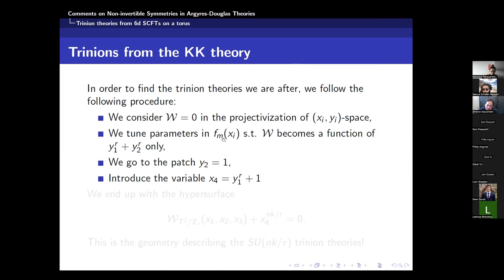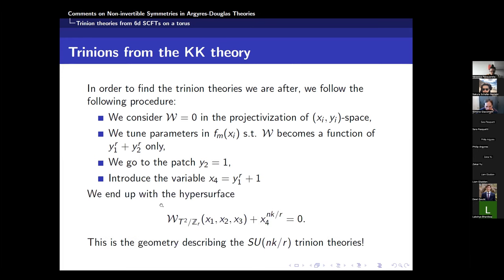And then, since we are in a projective space, we just go to this patch. We set y2 to 1. And then we introduce the new variable x4, which is just this combination. Now, my superpotential can be written in terms of x1, x2, x3, and x4. And by tuning properly all the parameters, I get this expression, which is singular close to x4 equals 0. Indeed, since y1 is a C-star variable, x4 can never be equal to 1. But since we are interested in a neighborhood of the origin, we can just treat it as a C variable.